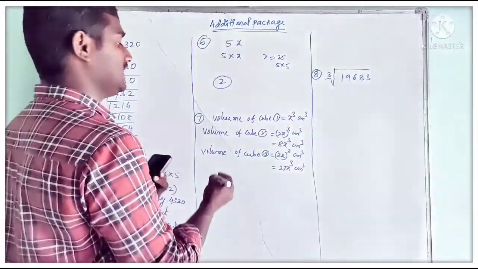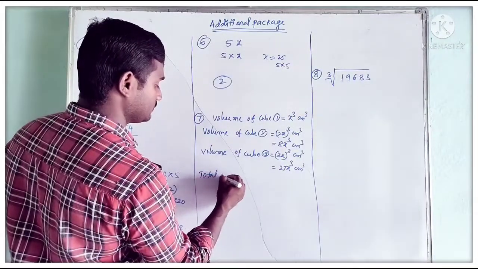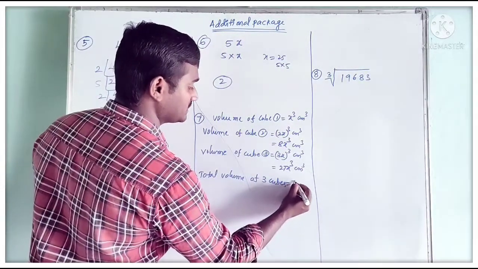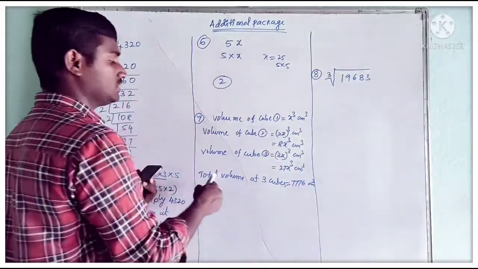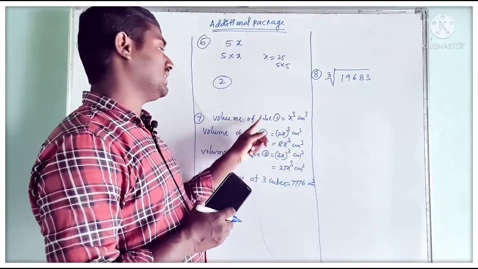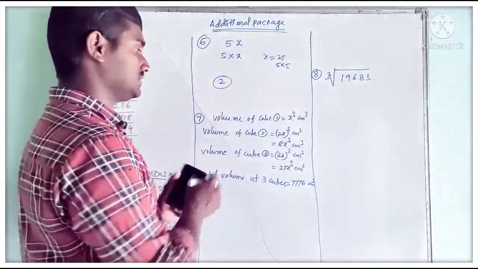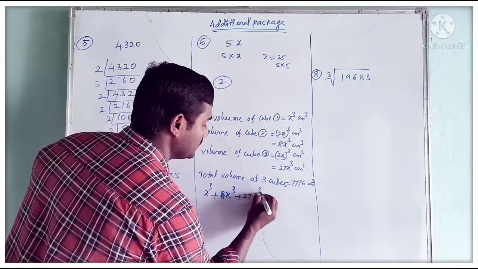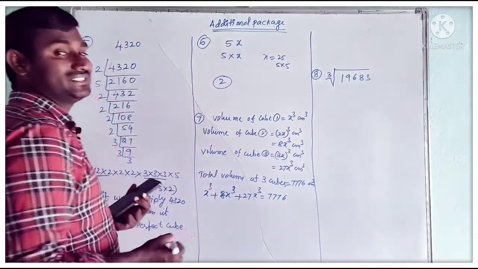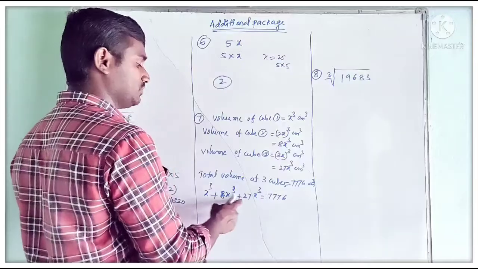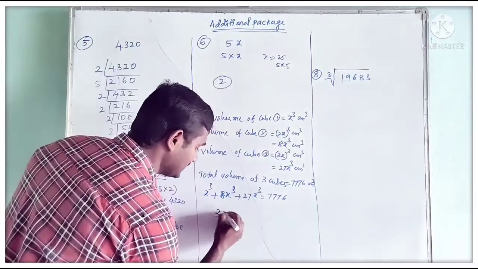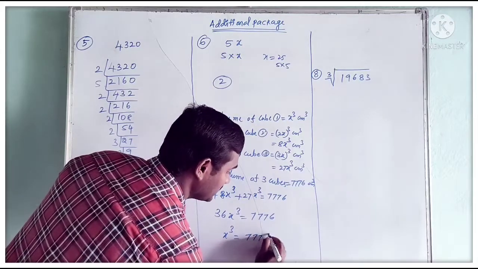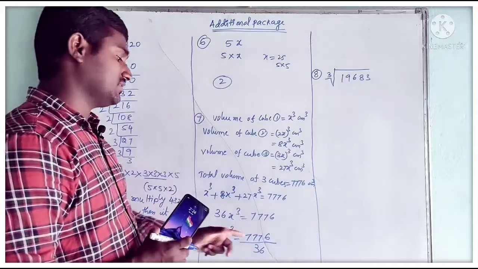Okay, so now the total volume of the 3 cubes, they gave 7776 centimeter cube. So the total volume of the three cubes is nothing but volume of cube 1 plus volume of cube 2 plus volume of cube 3. Yes, so that is x cube plus 8x cube plus 27x cube equal to 7776 centimeter cube. So x cube plus 8x cube is 9x cube, 9x cube plus 27x cube is 36x cube equal to 7776, then x cube equal to 7776 by 36.